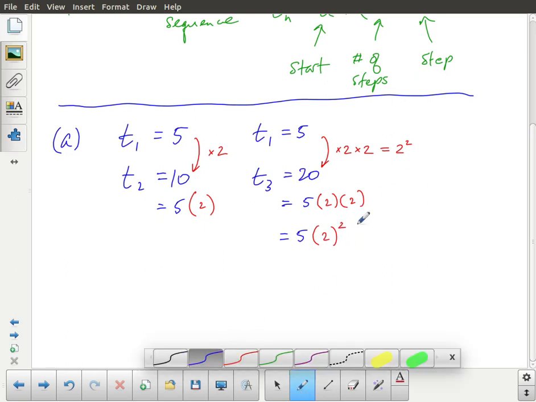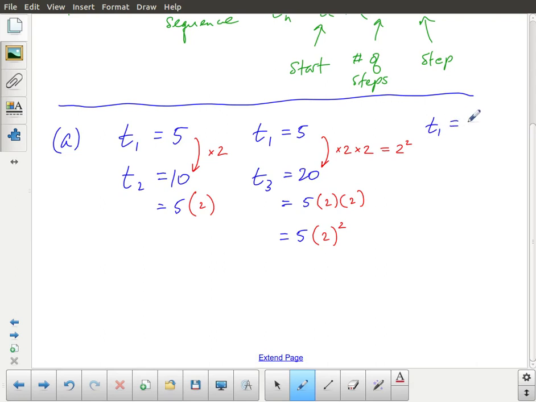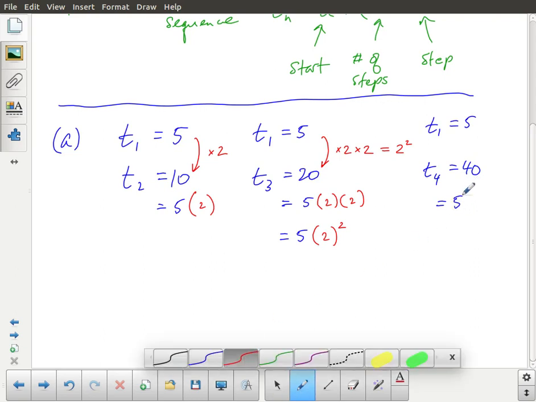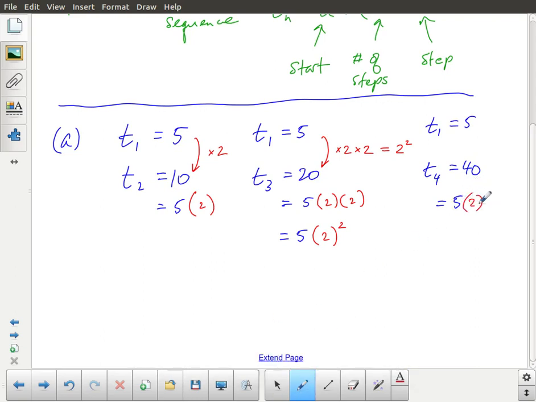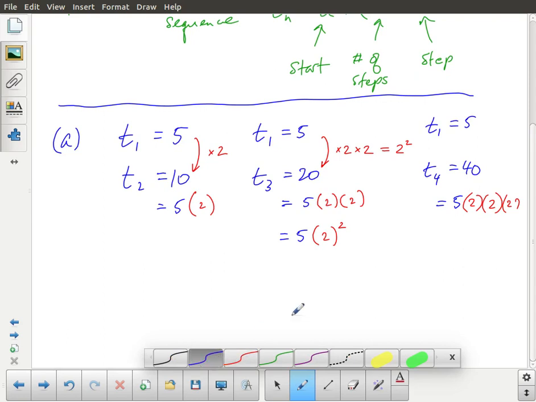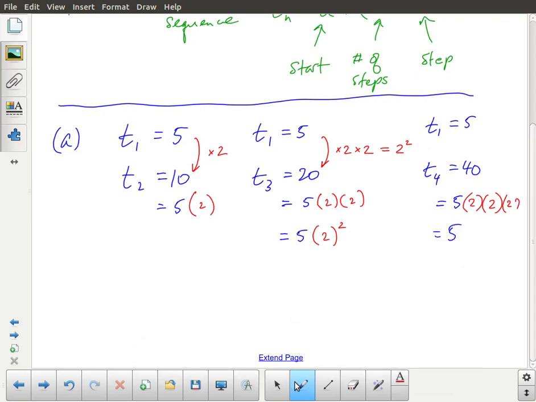One last time, T1 equals 5. What is T4? T4 was equal to 40. What is my generic way of writing this? Well, 5 times 2 is 10, times another 2 is 20, times another 2 is 40. So this is actually the same as 5 times 2 cubed.